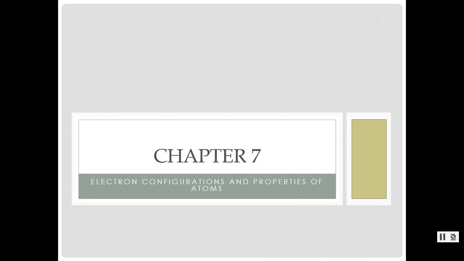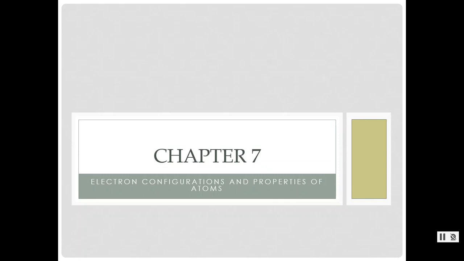We're now going to jump in to talk about how to use those quantum numbers that we introduced in the previous chapter. We're going to talk about how to use those to write the electron configuration for an element. And then we're going to finish the chapter with talking about properties of atoms, specifically periodic trends that can be used to say something about either the electronegativity or the metallic character of an atom.